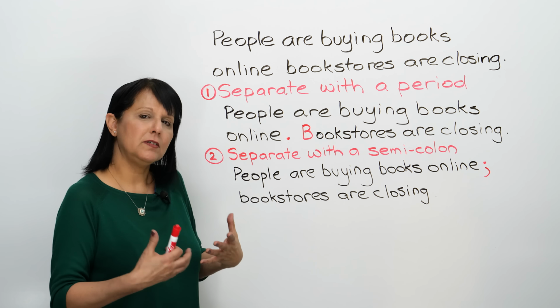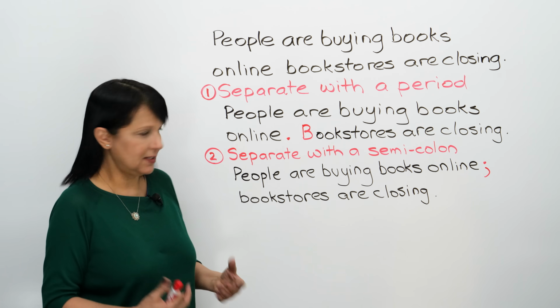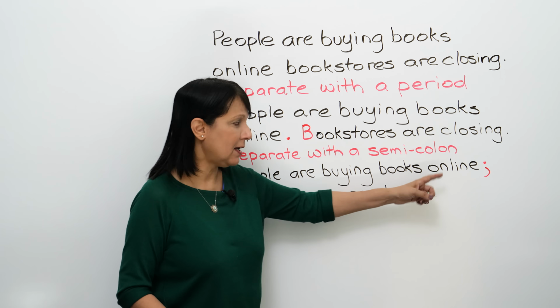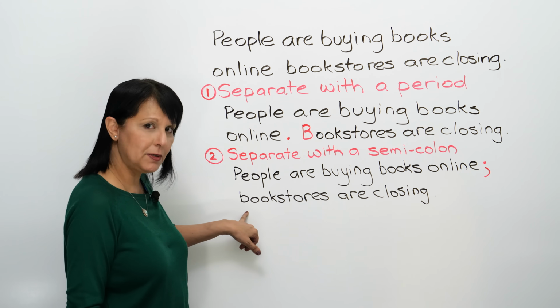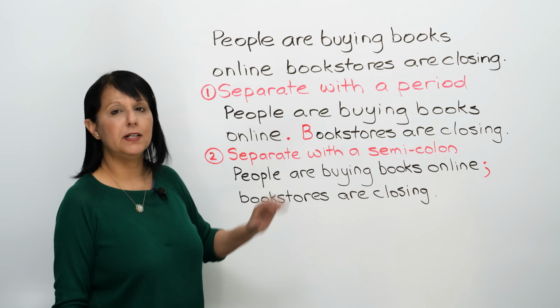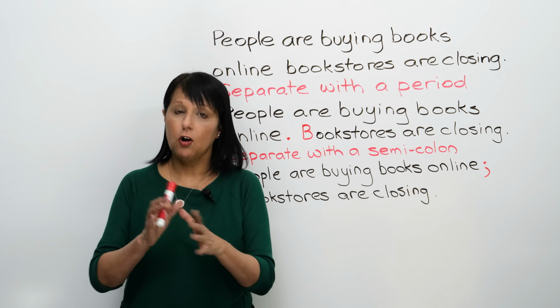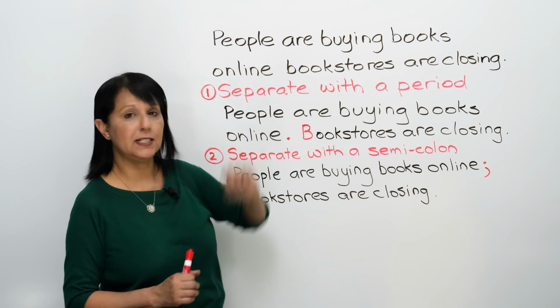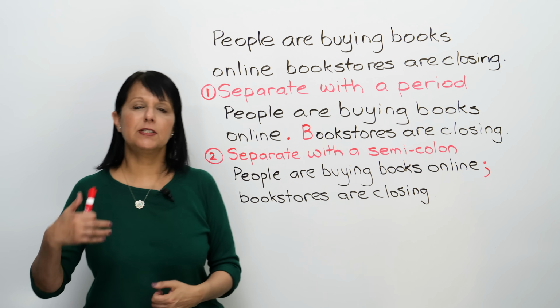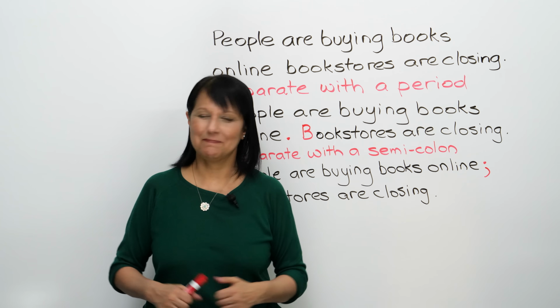Here it's a little more sophisticated, a little more advanced, because we said people are buying books online; no capital, bookstores are closing, all right? So these are the first two options that you have to fix this sentence. Next, we're going to look at two slightly more advanced options.